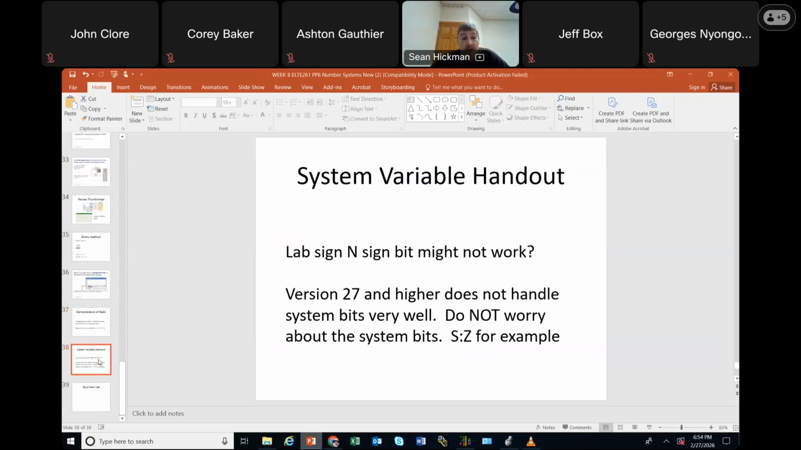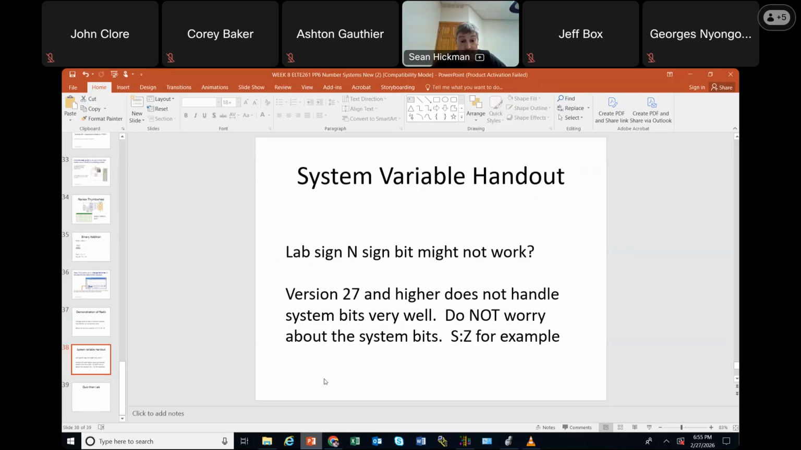And then the other thing that I did want to talk about was the system variable handout. And so we were having problems. Somebody was working ahead and we couldn't get the system variable handout to work yet. And I didn't have time to write the lab using a GSV. It's going to be a little more complicated. So it's your lucky day. We are not going to use the system bits, which I want you to read this, the system variable handout, because there'll be a question on it for the quiz. But versions 27 and higher doesn't really handle these system bits exactly the same way that the older ones do.